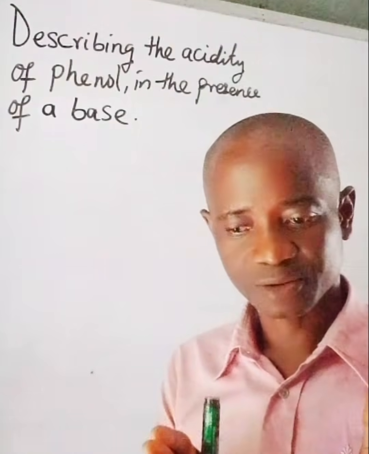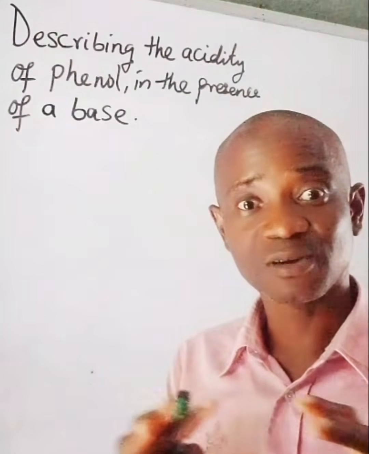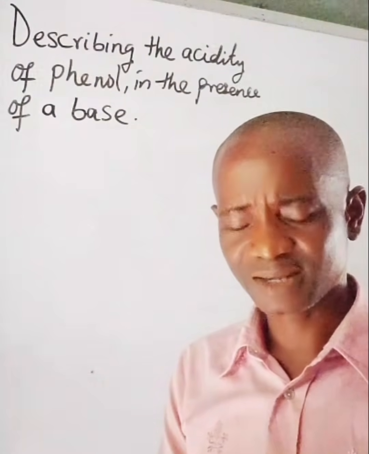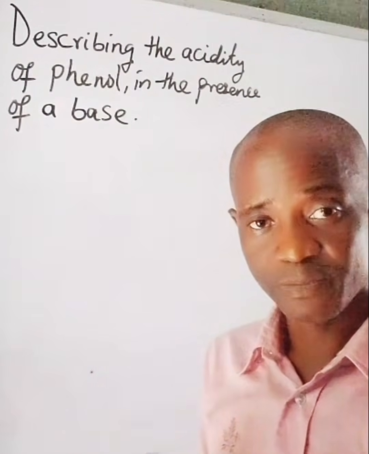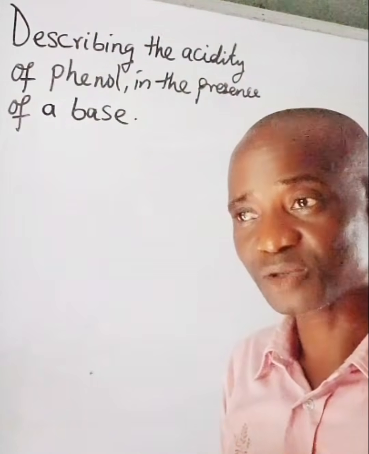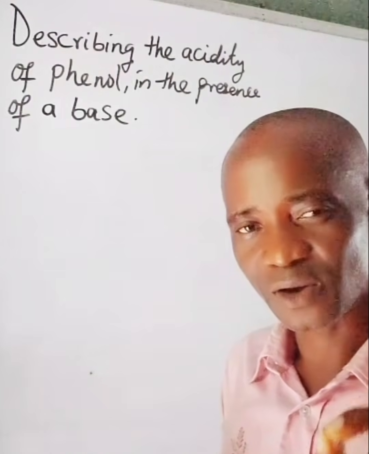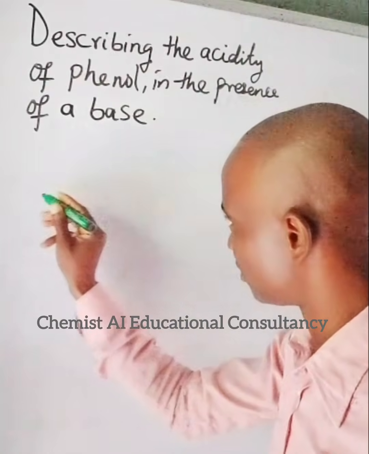Whenever a phenol molecule is brought to the vicinity of a base, it automatically becomes acidic. Now, being acidic in this sense means that phenol is able to lose a proton to a base. So in this lesson, we are going to use structural equations only to show that phenol is acidic. So we start by drawing the structure of phenol.